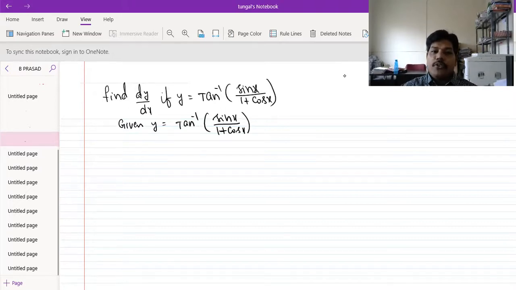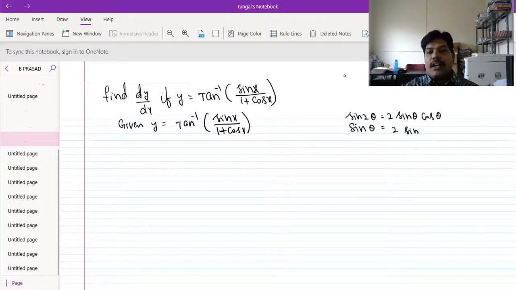So here we are going to use some formulas. What are those formulas? See that, students. What is the sine 2 theta formula? Sine 2 theta is 2 sine theta cos theta. If you take the half angle formula, sine theta you can write as 2 sine theta by 2 into cos theta by 2.